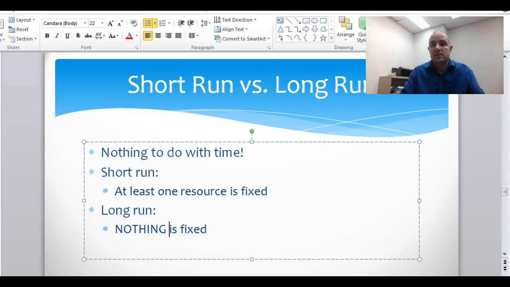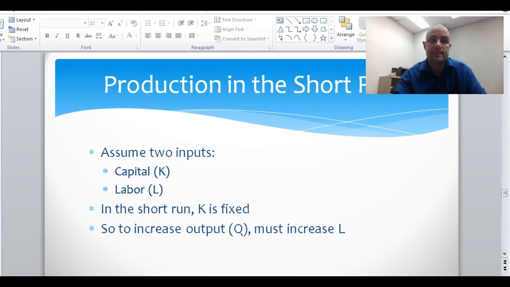Now, in the long run, nothing is fixed. Right? You can expand or contract your number of pizza ovens or your plant size. Okay, so that becomes really important. So let's first look at production in the short run.